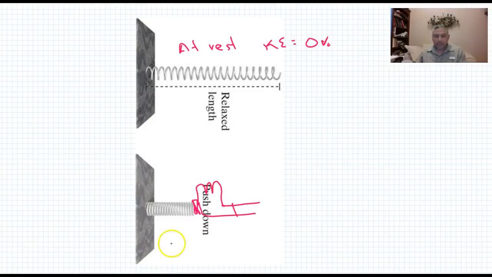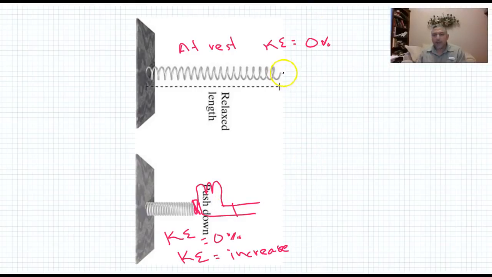And if it's compressed, all the way down, your kinetic energy is equal to 0%, because it's not moving. You're holding it down. But what happens if you let it go? If you let go of the spring, it's just going to jump out. So what happens to your kinetic energy? Well, it's going to move very, very fast. So kinetic energy will increase when you let it go, when you take off your hand.